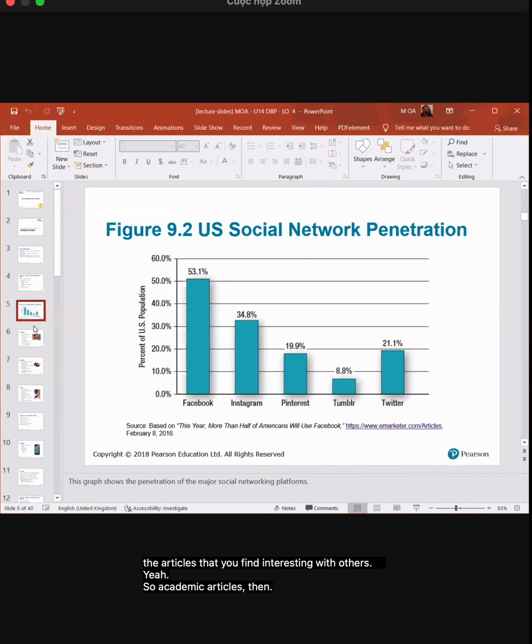Then, penetration of social networks in the US at the time of the book, so 2017, was 53% for Facebook, 35% for Instagram, 20% for Pinterest, 9% for Tumblr, and 21% for Twitter. It has increased, right? There is a large part of the population in Vietnam that is already joining the social networks, especially young people. And in Vietnam and pretty much all over the world, there is now a social network.